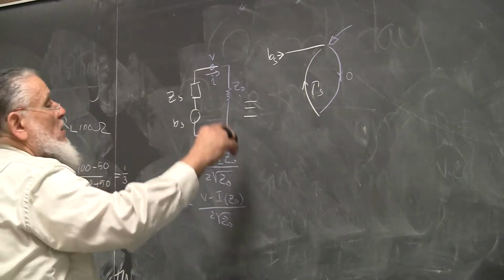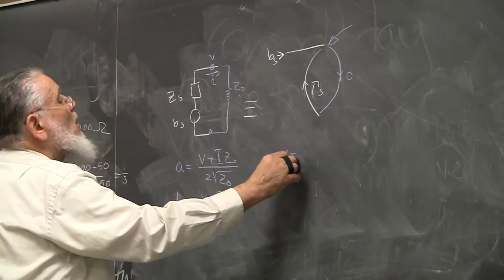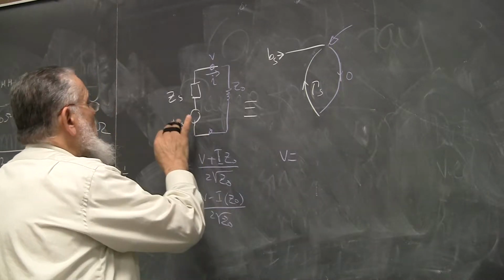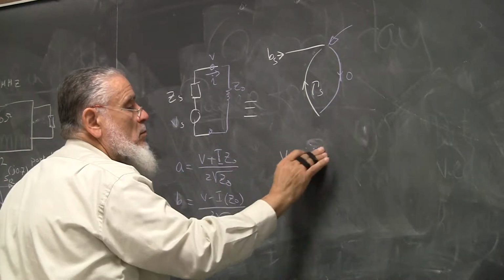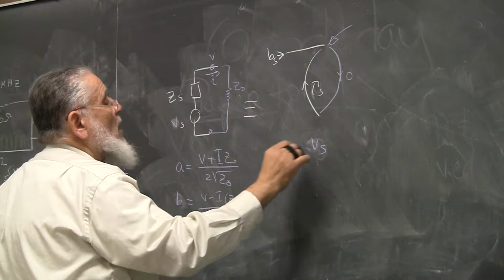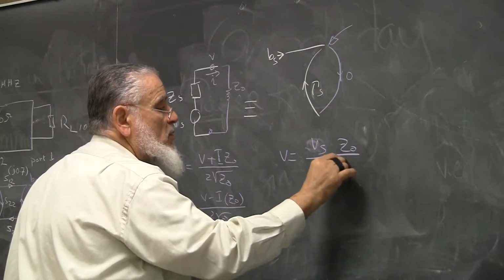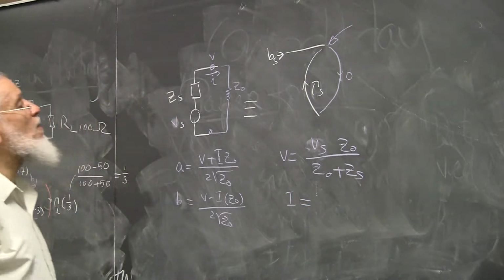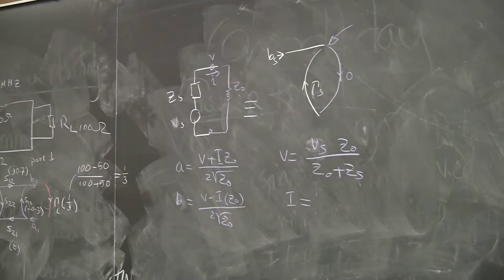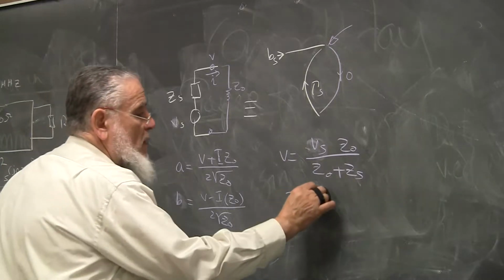In this case here, V is equal to Vs, I'm sorry, that's Vs, times Z0 divided by Z0 plus Zs, and I is equal to V over Z0.